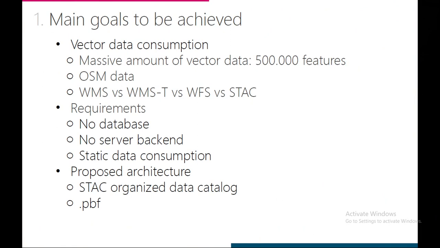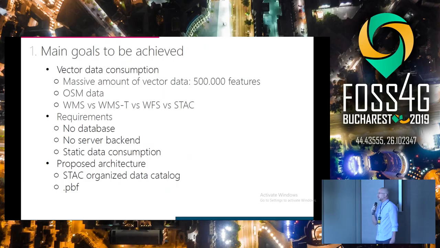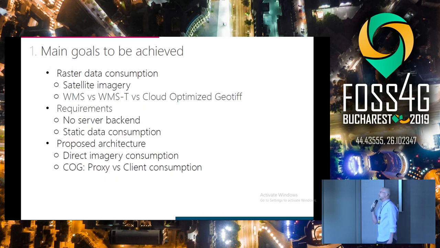Here is the reasoning behind all the information that we have to display. First of all, for the vector data consumption, we have a really massive amount of data to be shown, around 100 million features, and also the OSM data. In the beginning, we thought of sharing this data with WMS, WMTS, or WFS, but finally, as there is this strong requirement, we went for the STAC approach. The requirements are, again, no database, no server backend, and the data has to be static. For the raster data, it's the same.